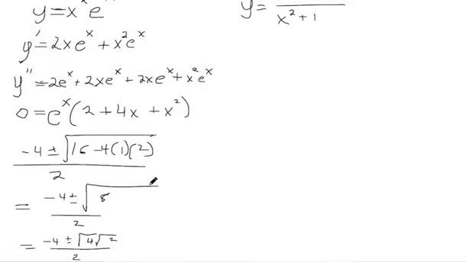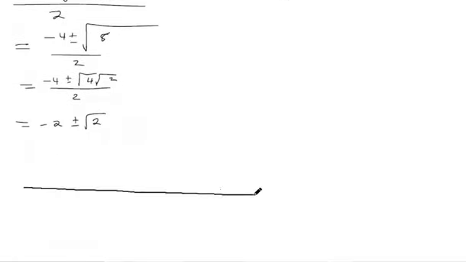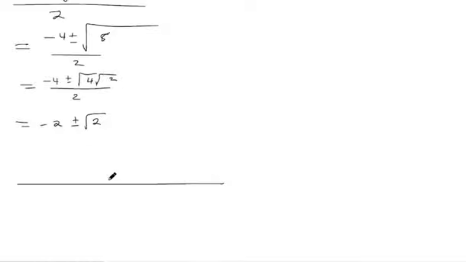Okay, so there's two potential inflection points. I've got to check both of them. And luckily with inflection points, we don't have to plug in the exact inflection point. We know negative 2 minus square root of 2 is somewhere over here, and then negative 2 plus square root of 2 is somewhere over here. So we just want to check a value between them. So there's a nice value to check. Plug in negative 2 into the second derivative.